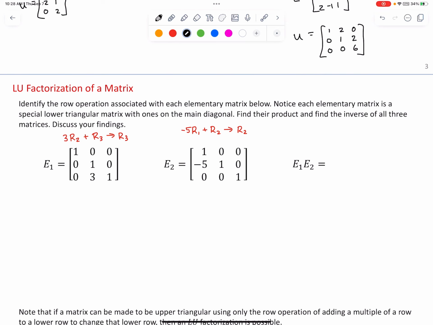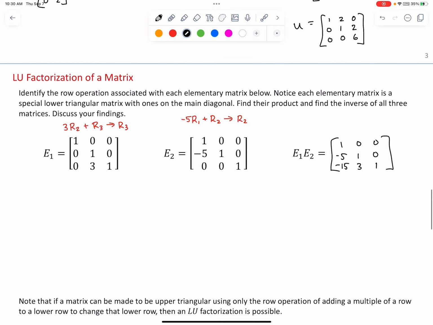Okay, multiplying E1 and E2 together, we'll do this quickly. The first column will be 1 plus 0 plus 0, so just 1. 0 plus negative 5 plus 0, so negative 5. And then 0 plus negative 15 plus 0, so negative 15. The second column will give us 0 plus 0 plus 0, 0 plus 1 plus 0, 0 plus 3 plus 0. And then the final column will be 0 plus 0 plus 0, 0 plus 0 plus 0, and 0 plus 0 plus 1. Notice, as we discussed before, when you multiply 2 lower triangular matrices, you get another lower triangular matrix. Furthermore, notice that the main diagonal is still 1s.